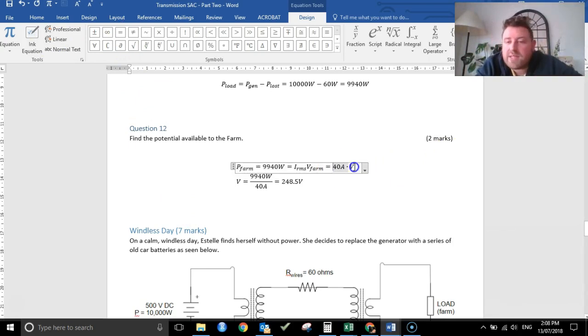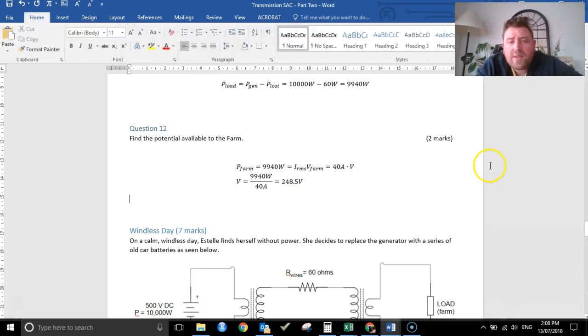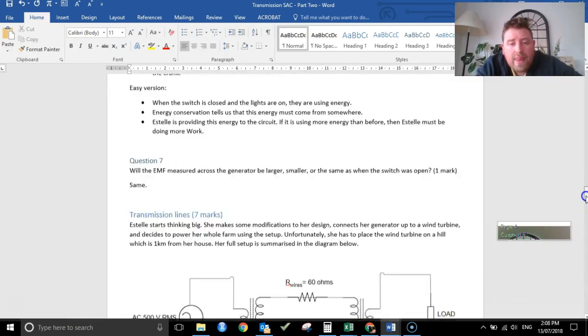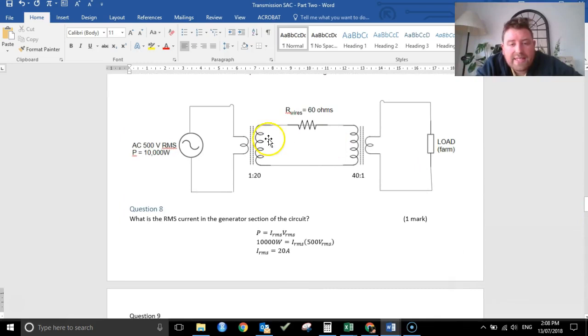That's not necessarily the approach that everybody took. The other big approach that people took was to say, okay, well, I had 10,000 volts getting pumped out here. I lost some voltage across here, and they would work out how much voltage was lost there. And we can quickly do that. We can actually do that in our heads. We've got 60 ohms and 1 amp running through it. So we're going to lose 60 volts across here. So we're going to have 9,940 volts here. And then we're going to step it down by a factor of 40. But we literally just did that.